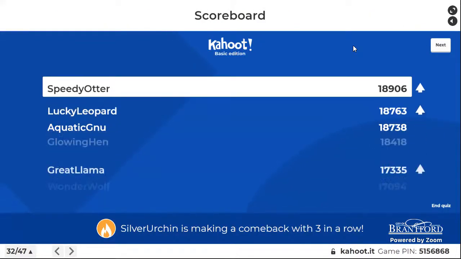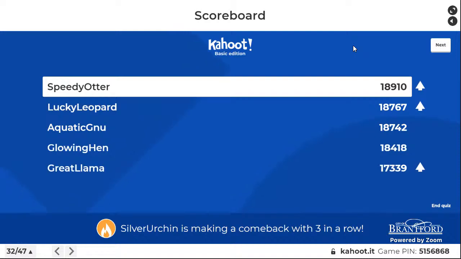Checking out the leaderboard again. Oh, it looks like Speedy Otter was a Mr. Dress-Up fan, is now in the lead with 18,910. Glowing Hen has dropped to fourth place, so we got a new podium here. Things are shaking up considerably. So we still do have 15 questions left. So it is anyone's game. So let's carry on to the next one.